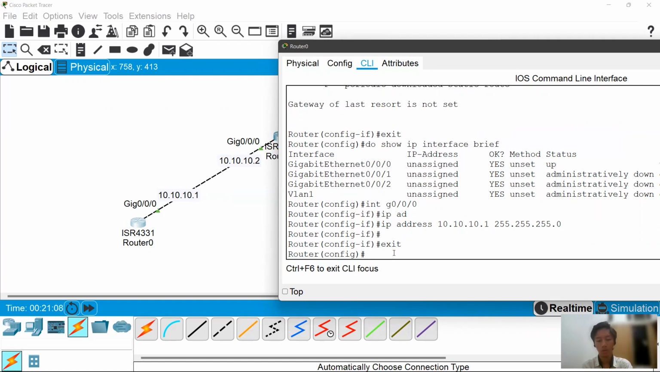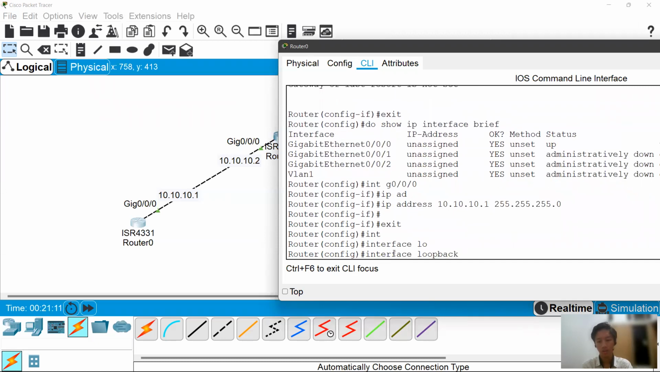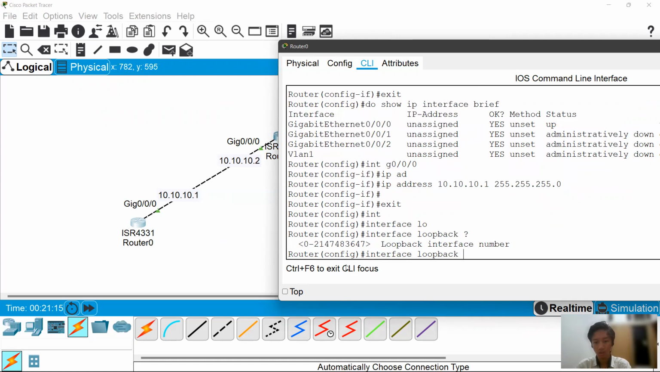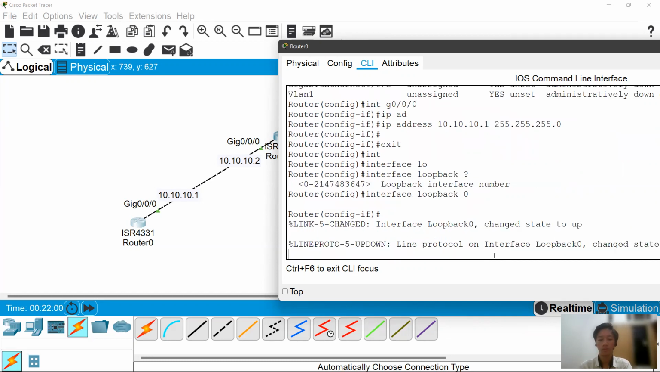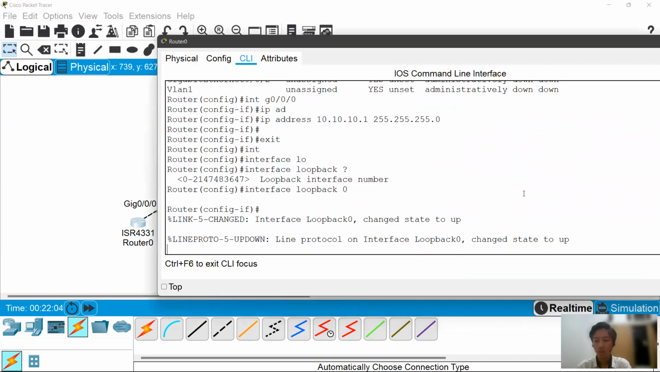Interface loopback. After you configure a physical interface, the interface is like interface gig or gate, then the number. Now if it is interface loopback, it uses a number like interface loopback 0, interface loopback 1, interface loopback 10, interface loopback 15. In this video we would like to use interface loopback 0. Change that to up.